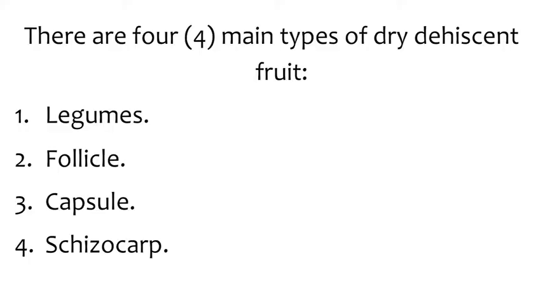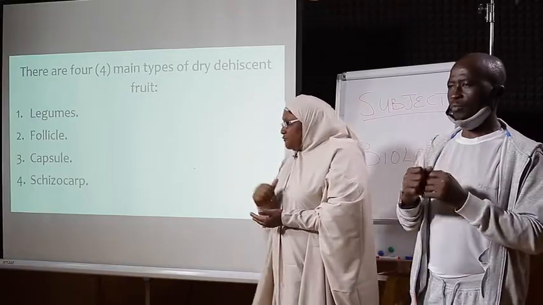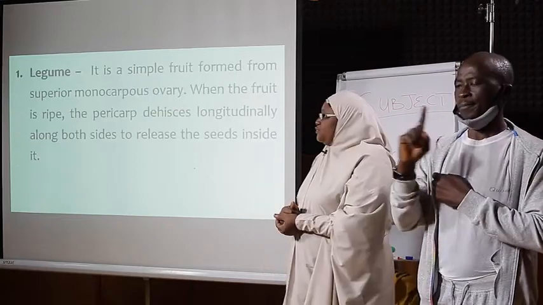These 4 types of dehiscent fruits are legume, follicle, capsule, and schizocarp. I'll take it again. The 4 types of dry dehiscent fruits: we have legume, follicle, capsule, and schizocarp. So let's look at what these 4 types of dry dehiscent fruits are.